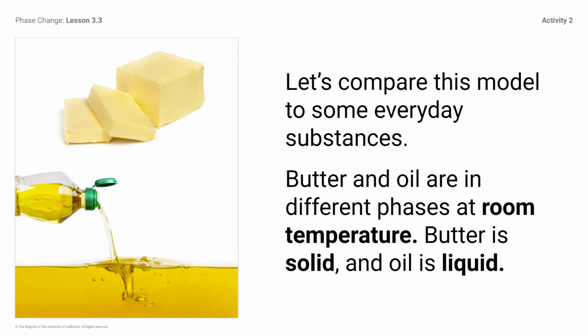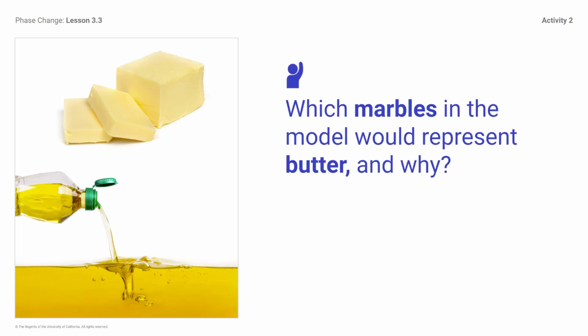Let's compare this model to some everyday substances. Butter and oil are different phases at room temperature. Butter is solid and oil is liquid. Which marbles in the model would represent butter and why? You might say, the stronger magnets would represent butter because they need more energy to increase their freedom of movement, and butter needs more energy to be in the liquid phase than oil.